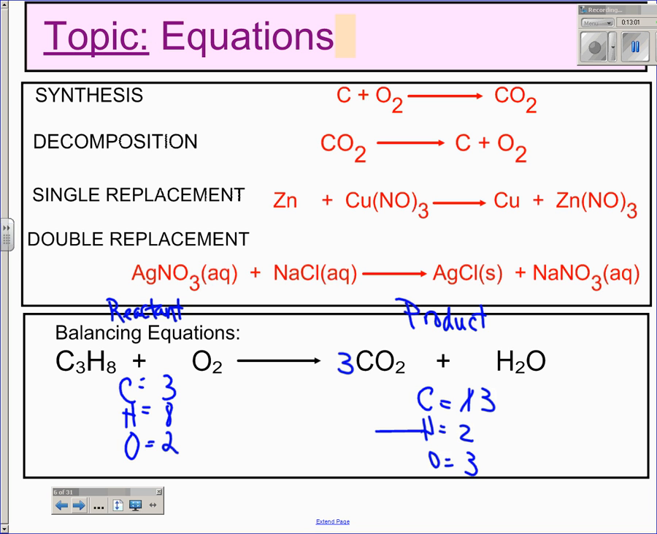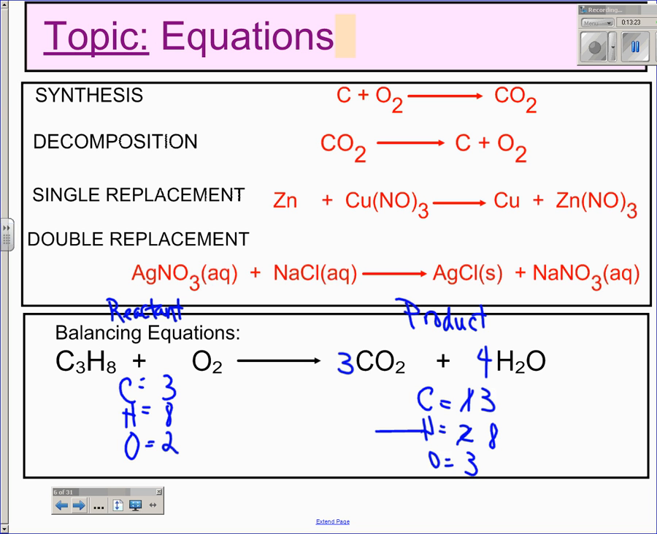It also changes the number of oxygens, but I'm going to hold off on that for a second until I balance the number of hydrogens. I have 8 hydrogens on the reactant side. I have 2 on the product side. In order to get 8, I'm going to put a 4 in front of the water. That gives me 8 hydrogens.